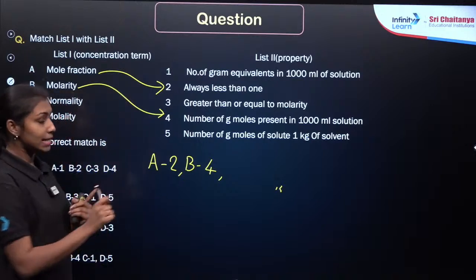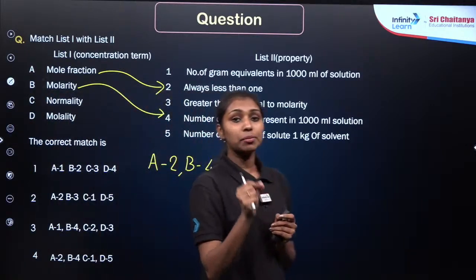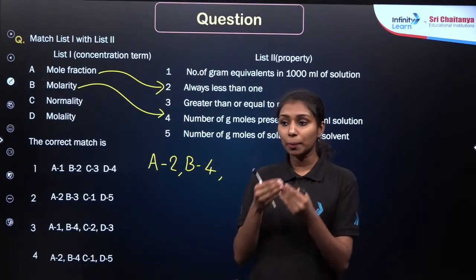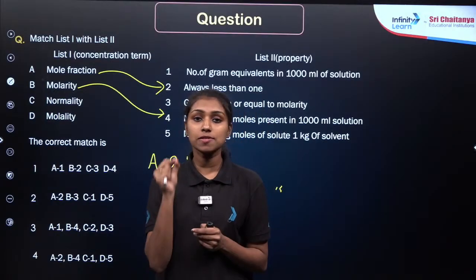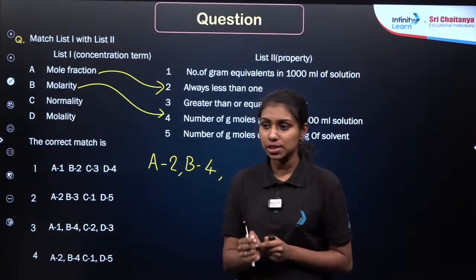Then what about C? Normality. The only difference between normality and molarity is that in the case of normality, it is equal to the number of gram equivalents of solute present in 1 liter of the solution, right?